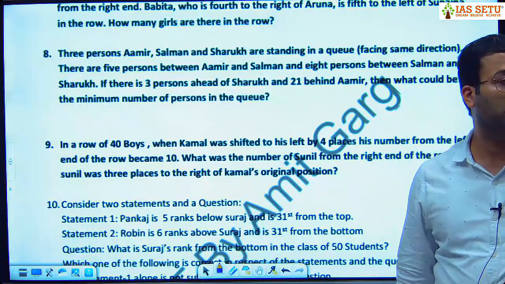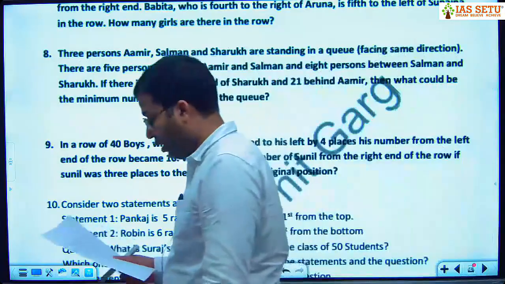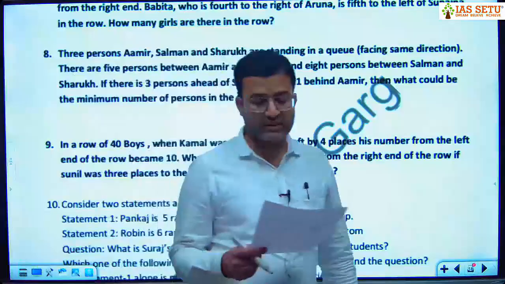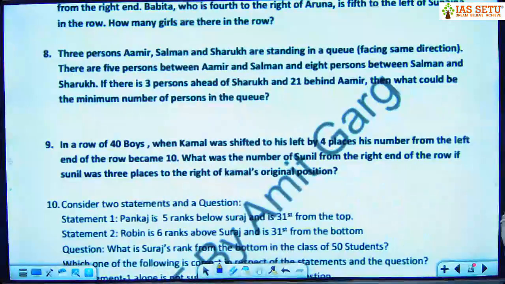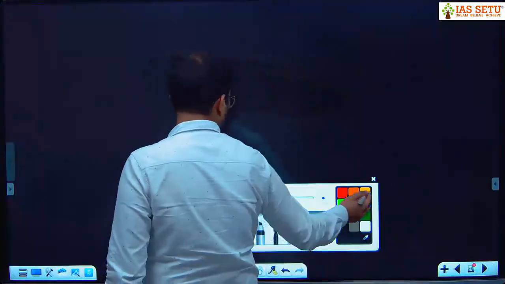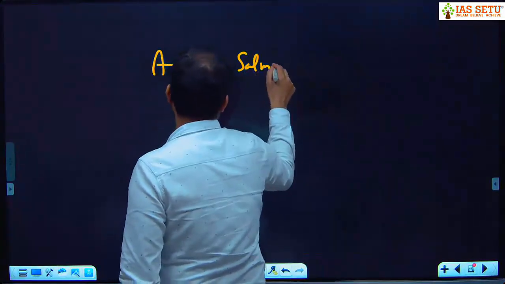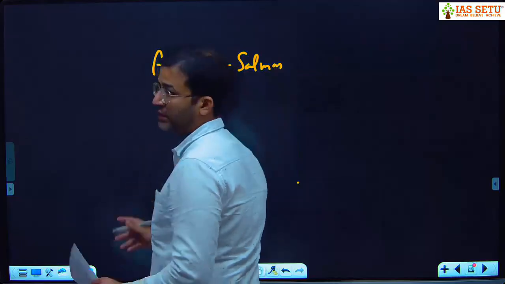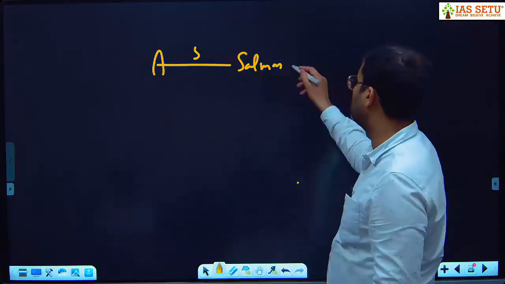Okay, I take this question. 3 Khans, Amir, Salman, Shahrukh are standing in a queue facing the same direction. There are 5 persons between Amir and Salman. So I take this is Amir Khan, this is Salman Khan. There are 5 persons between Amir and Salman. There are 8 persons between Salman and Shahrukh.